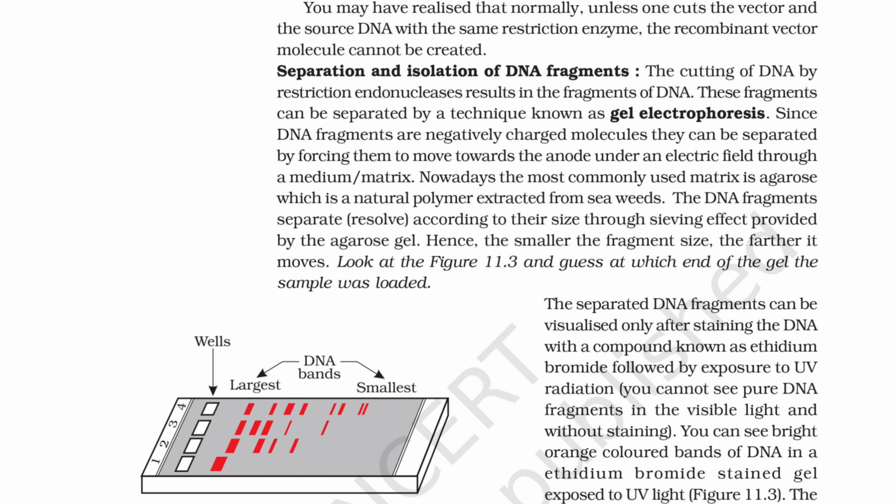Look at Figure 11.3 and guess at which end of the gel the sample was loaded. The separated DNA fragments can be visualized only after staining the DNA with a compound known as ethidium bromide, followed by exposure to UV radiation. You cannot see pure DNA fragments in visible light without staining. You can see bright orange-colored bands of DNA in an ethidium bromide stained gel exposed to UV light.